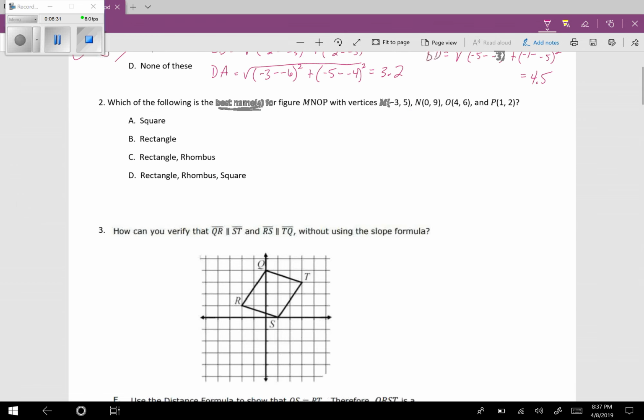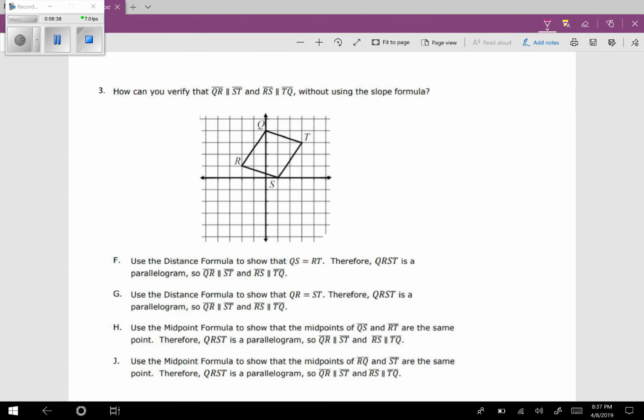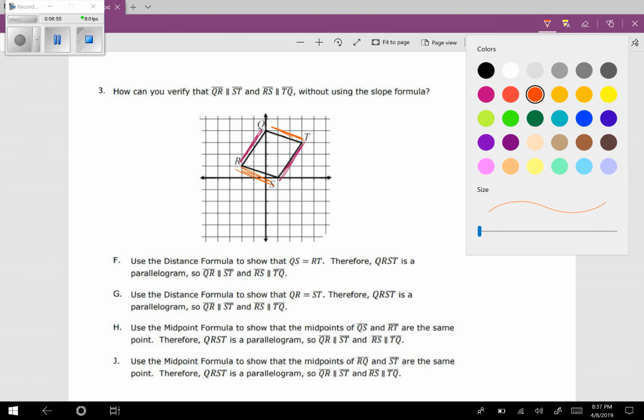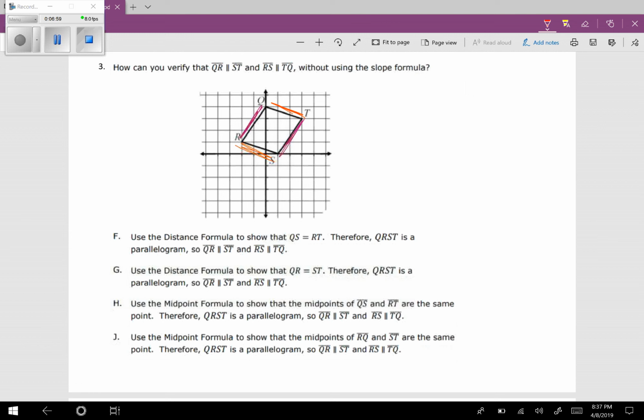Okay, number 3. How can you verify that segment QR is parallel to segment ST and that RS is parallel to TQ without using the slope formula? Okay, y'all. Just go through and start looking at these things.